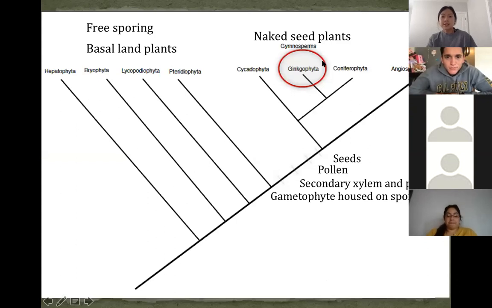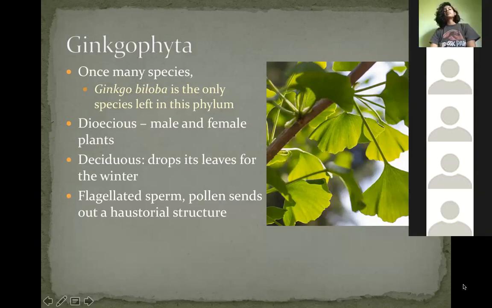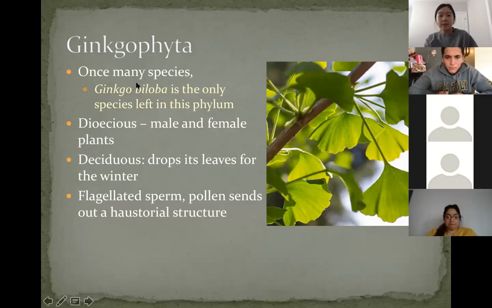Okay, so the next phylum that we're going to be looking at is the Ginkgophyta. In this entire phylum, there's only one species left, and that is Ginkgo biloba. This phylum actually used to be pretty diverse, but unfortunately now there's only one left. I'm sure many of you are aware of Ginkgo biloba because a lot of people use these as supplements, I think, for digestion, something like that. I know it's a supplement.